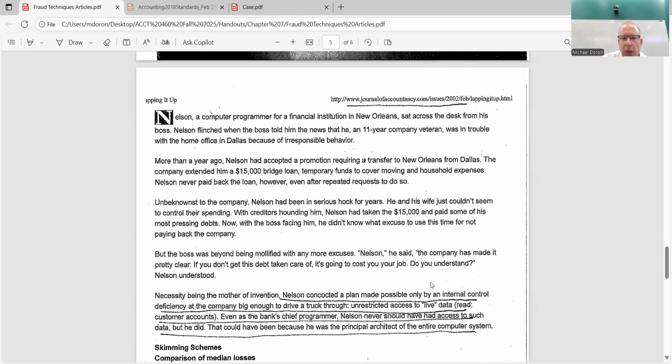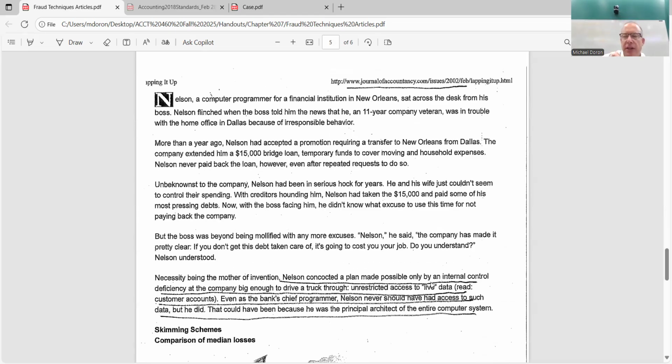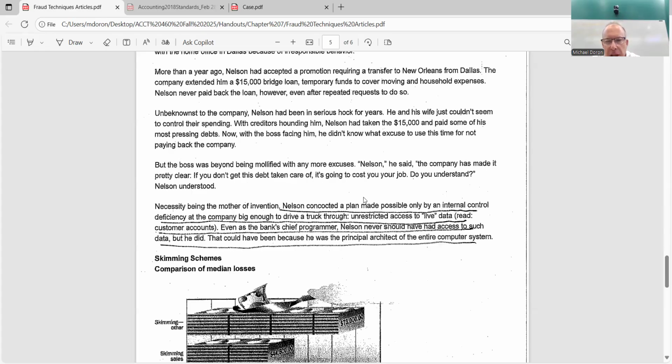Okay, here's another one. This is a little more complicated. Another fraud technique called lapping. Nelson concocted a plan made possible only by an internal control deficiency at the company big enough to drive a truck through. Unrestricted access to live data, read customer accounts. Even as the bank's chief programmer, Nelson never should have had access to such data, but he did. That could have been because he was the principal architect of the entire computer system.